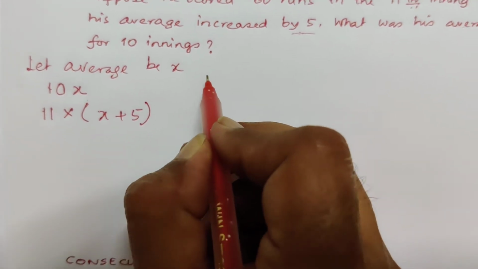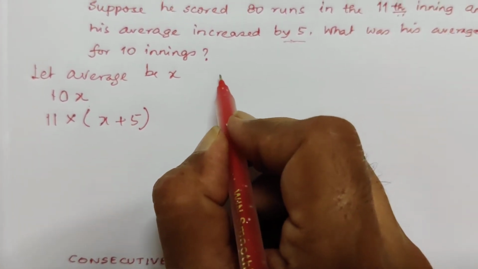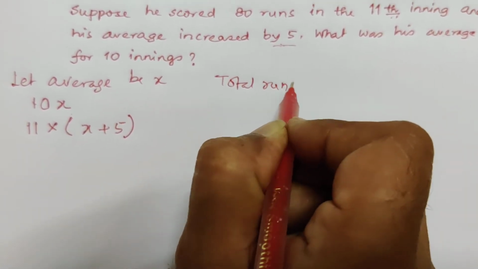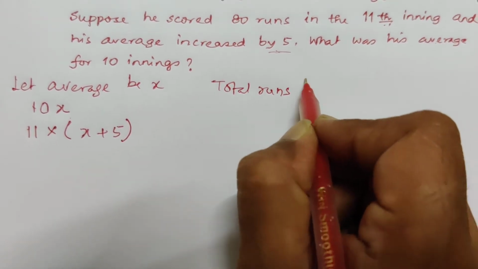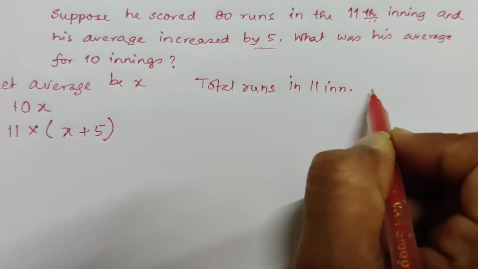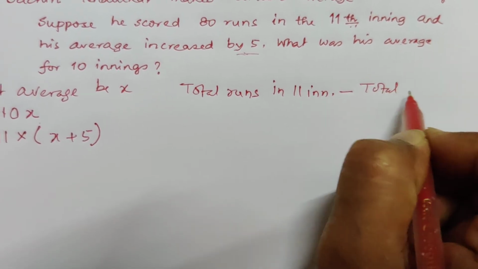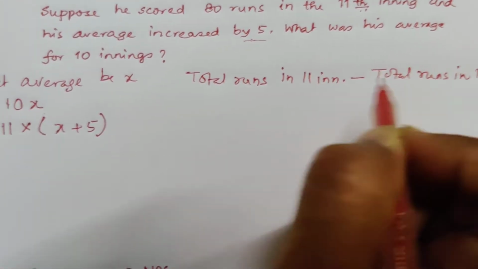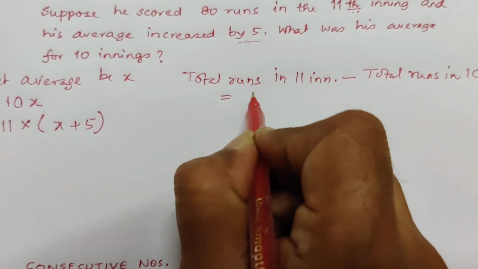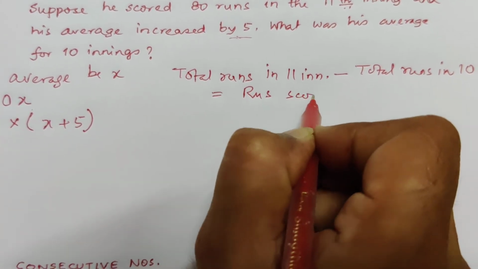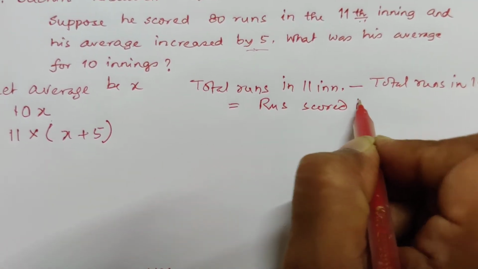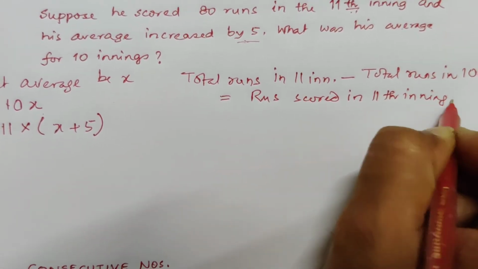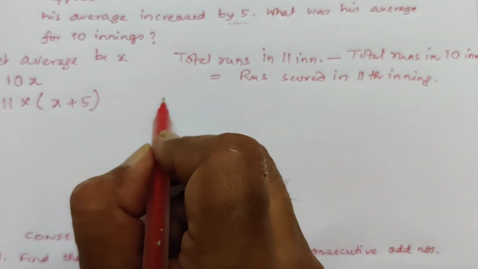So now if we are going to use the traditional formula, then the total runs in 11 innings minus total runs in 10 innings will be equal to runs scored in the 11th inning. According to the traditional method, we have to use this technique.